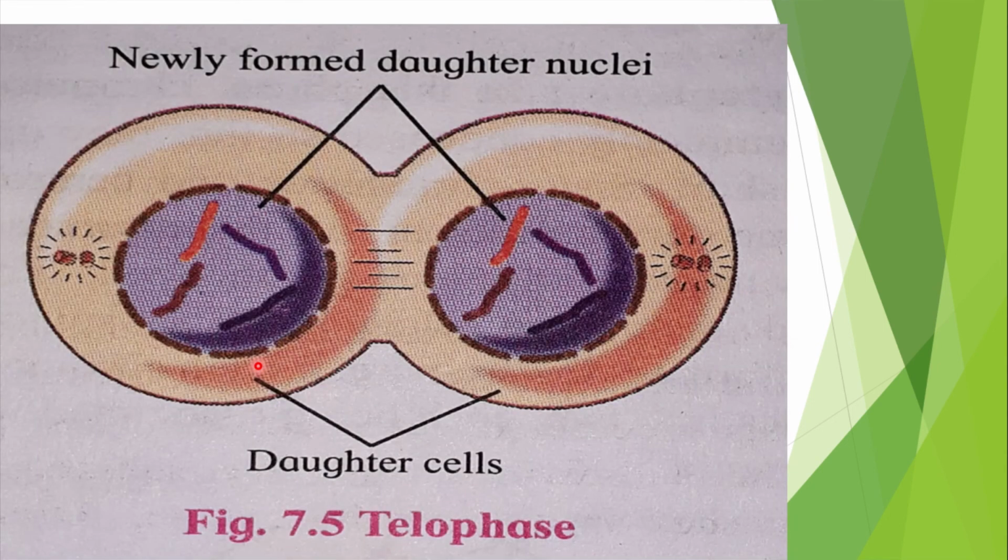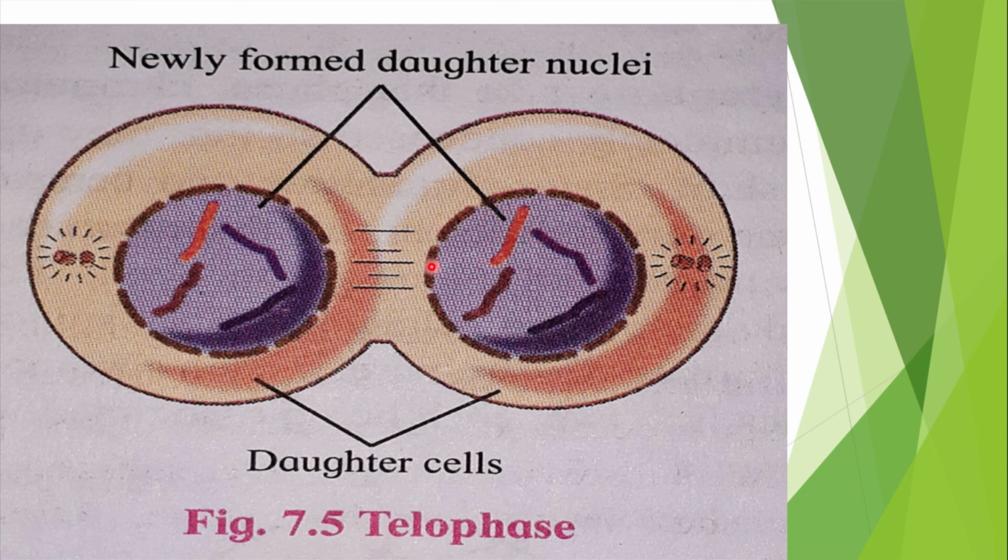Now the last stage is telophase. Now see what happens in telophase. The daughter chromosomes get gathered at the opposite poles: 46 daughter chromosomes at one pole, 46 chromosomes at the other pole. Telophase is just the opposite of prophase. In prophase, what had happened? The nucleolus completely disappeared. Here, the nucleolus reappears.